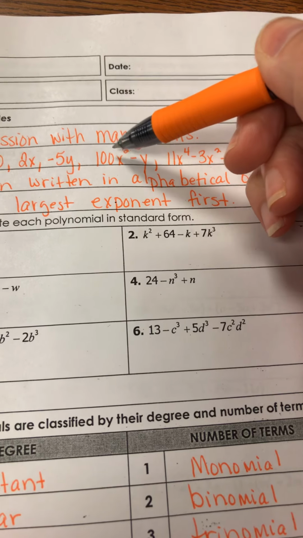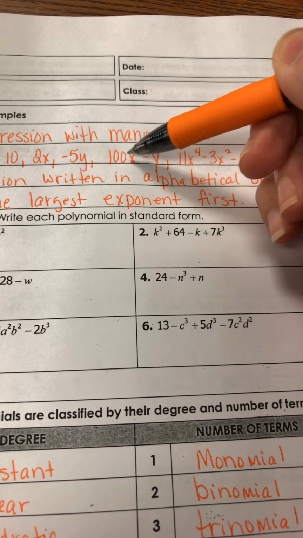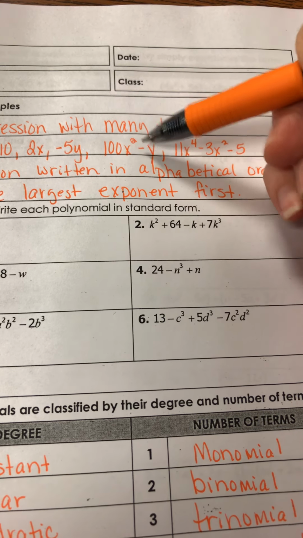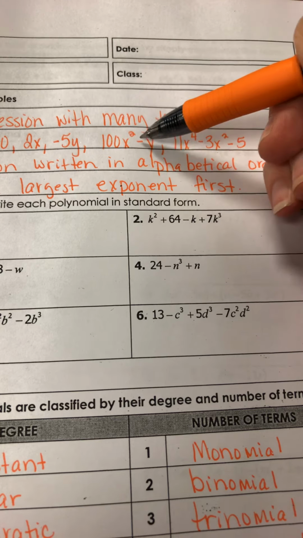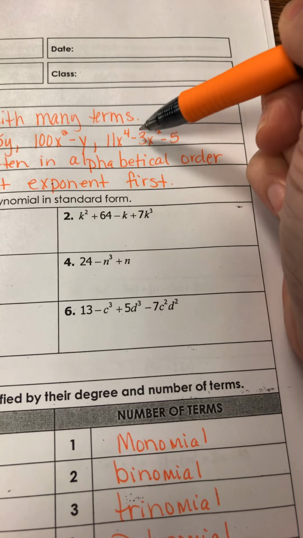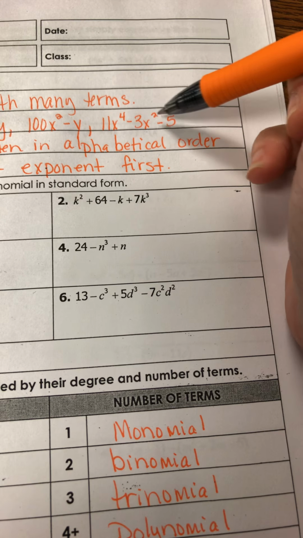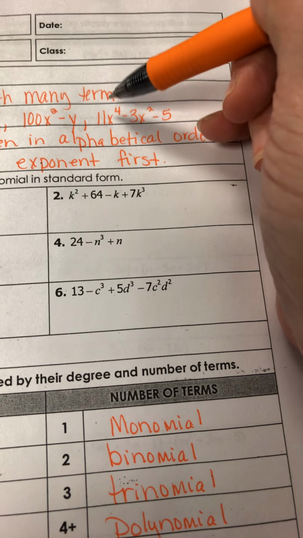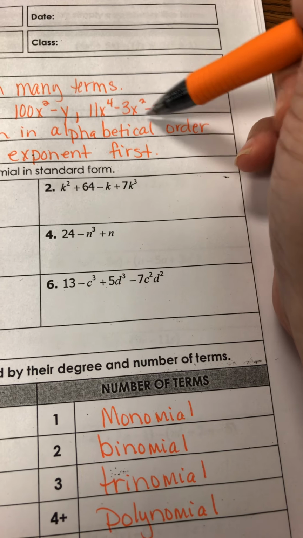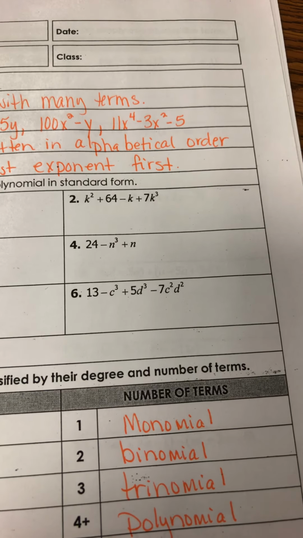Look at this one, 100x squared minus y. That's two separate terms separated by this minus sign. It would be 100x squared and negative y as your two terms. This is a polynomial. 11x to the fourth minus 3x squared minus 5. This is three separate terms separated by minus signs. So you have 11x to the fourth, negative 3x squared, and negative 5 as your terms. Altogether, that makes a polynomial.